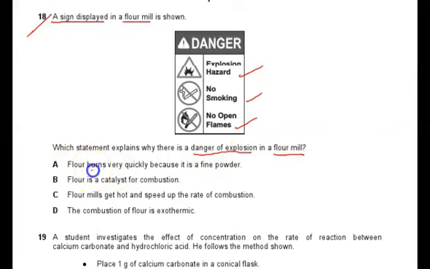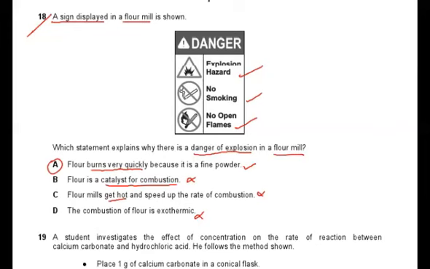So, it burns very quickly because it is a fine powder. Yes, it's a possible answer. Catalyst for combustion? No. Gets hot and speeds up the rate of combustion? No. Combustion of flour is exothermic. Not really. So your best answer here will be A.